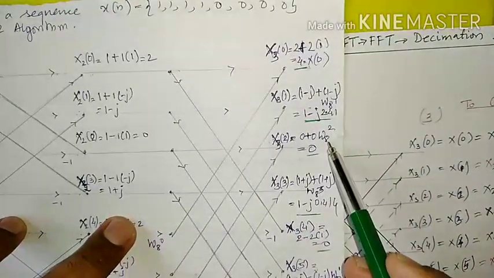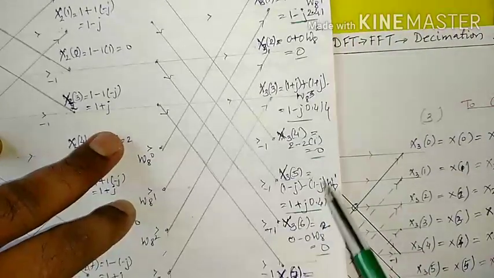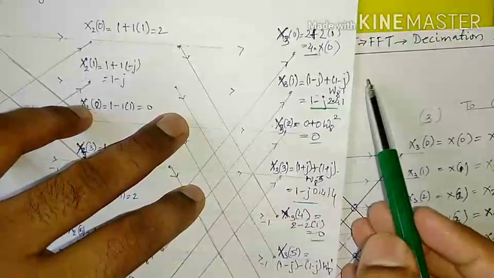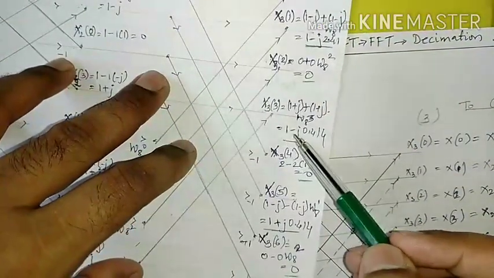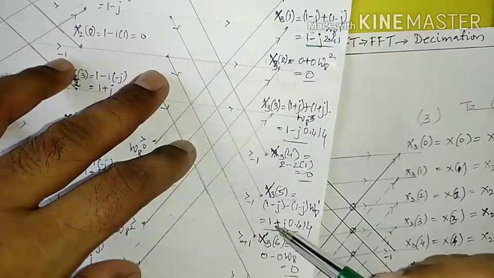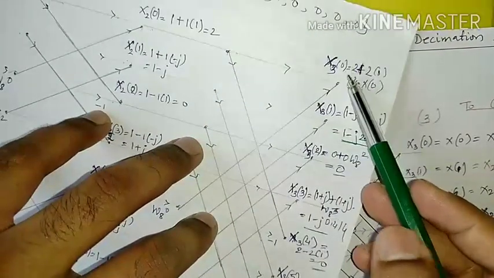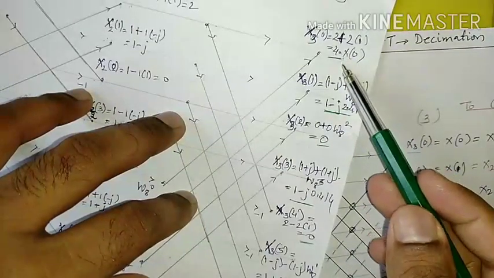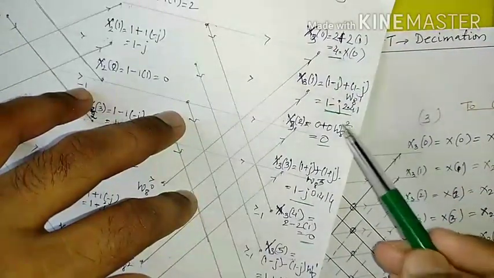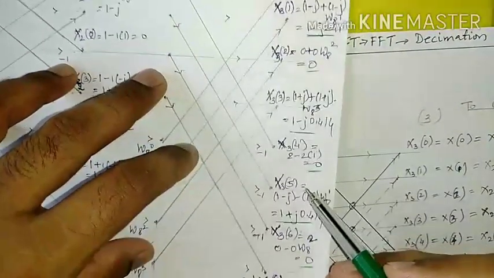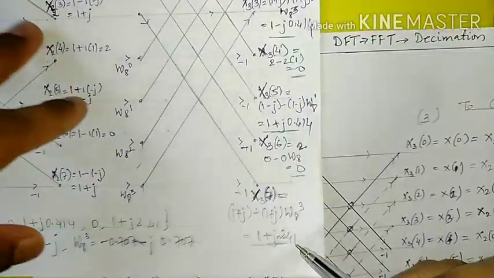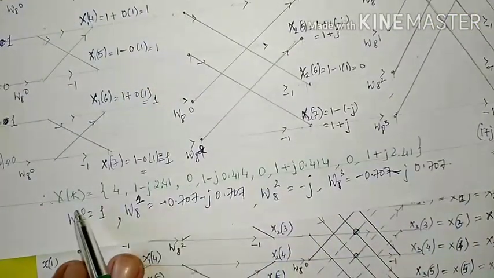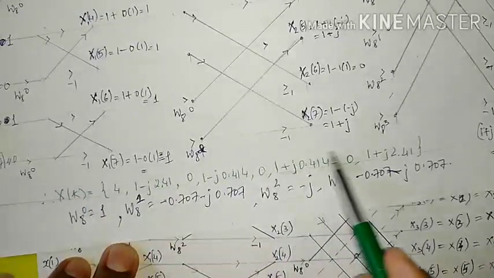answers for this. You need to multiply the W2 value, W3 value, then only you are going to get the same answer. But at the same time, if you get 1 minus j 2.41, you will be getting the conjugate of this somewhere on the line. And here if it is 1 minus j 0.414, here also you are getting the conjugate. So the output side is natural order. So you have to write in the same order: 4, 1 minus j 2.414, 0, 1 minus j 0.414, 0, 1 plus j 0.414, 0, 1 plus j 2.414. So this is the final answer. X of k is equal to this answer.